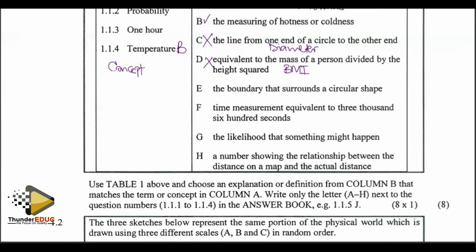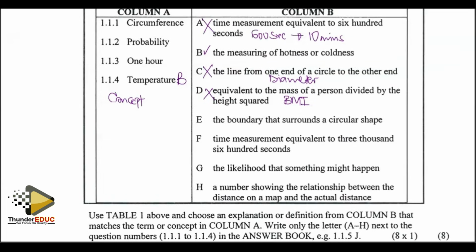Okay, we go to the other one, which is the boundary that surrounds a circular shape. This is circumference. So circumference is E. 1.1.1 is E. They said you should write the number and the letter. So we've already seen 1.1.4 is B.